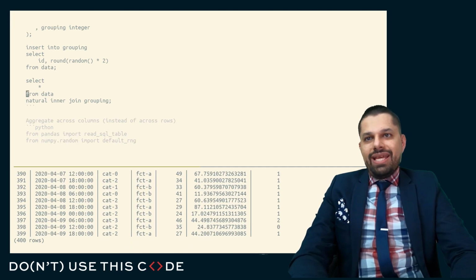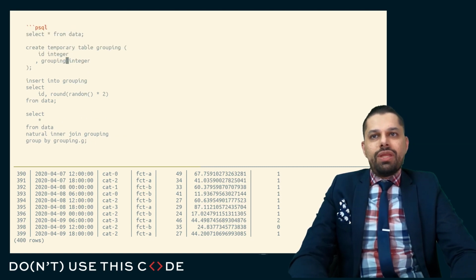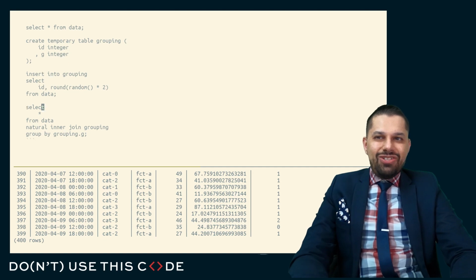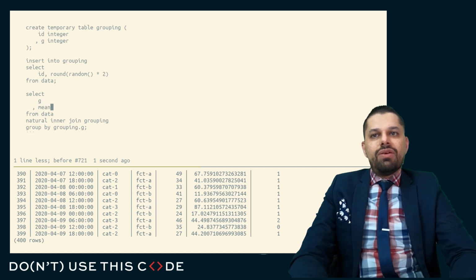And then I can say group by grouping dot G, I'll call it G because I don't want to type anything more than that. And then I'll show you what the G is, and we can do some sort of aggregate function. So again, say mean of value 1.